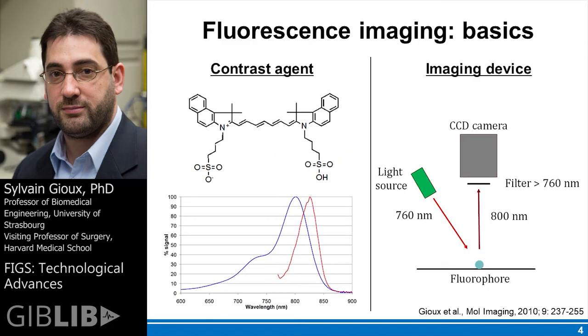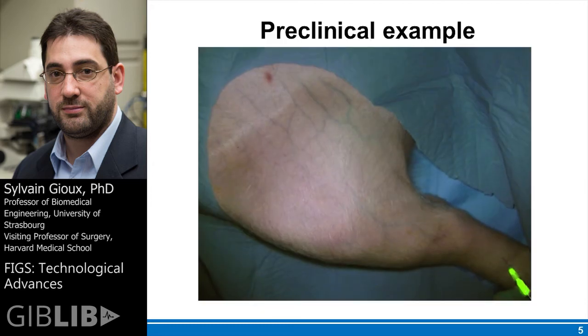So, basics of fluorescence imaging, I usually call that fluorescence imaging 101. What do you need? A contrast agent. We talked about ICG with an absorption curve in blue, an emission curve in red, and you need an imaging device. That imaging device shines light on the surgical field where the fluorophore is located and images it and displays it, and we heard some great talks about how we can vary the way we display that information to the surgeon.